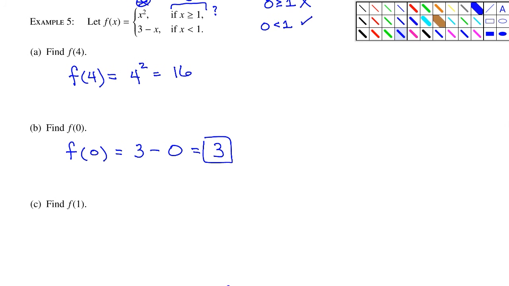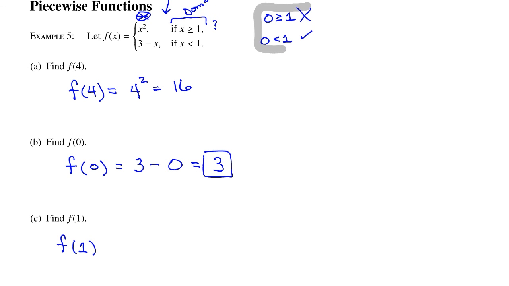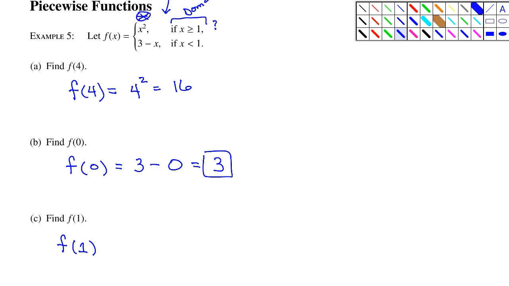f of 1, well, we look at the values again, and we say, is 1 greater than or equal to 1? And the answer is yes. This is the equality part of this. So I'm going to use the top expression. And we get 1 squared is equal to 1.